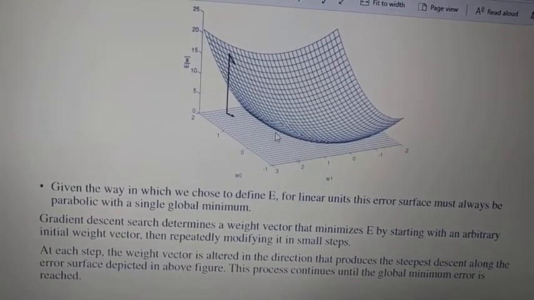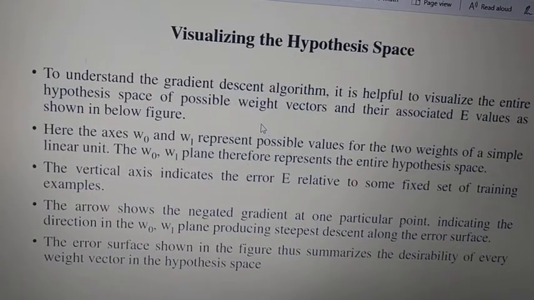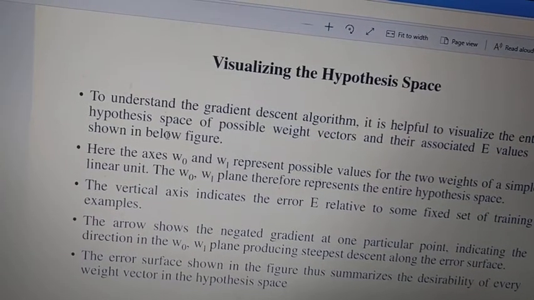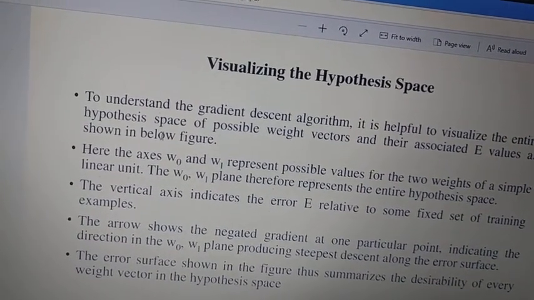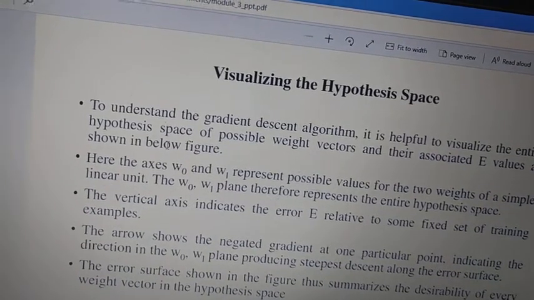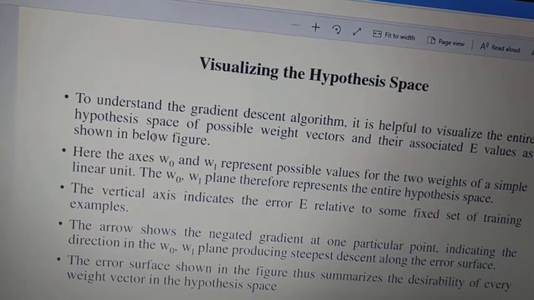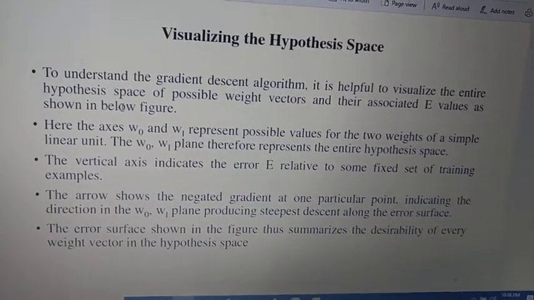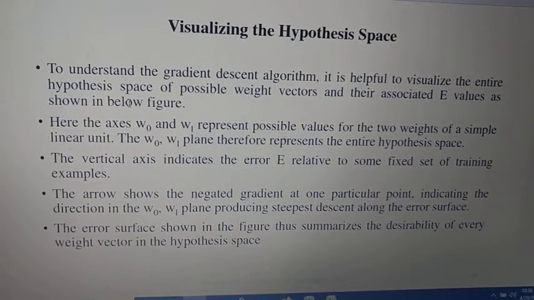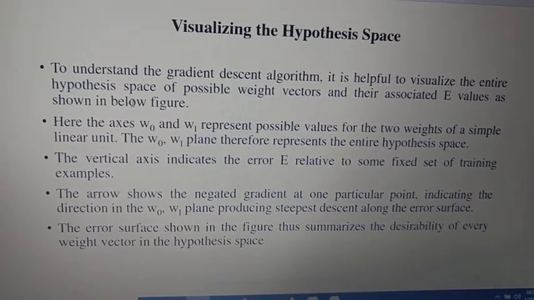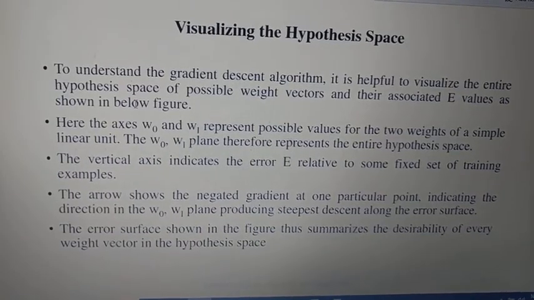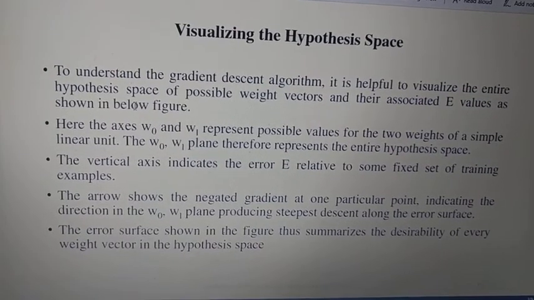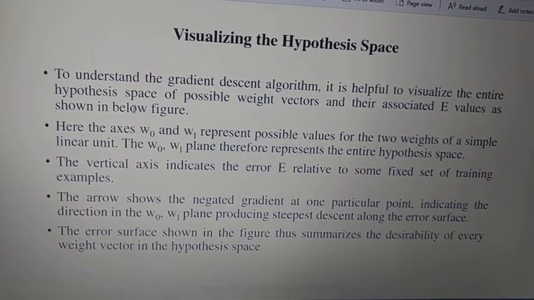The gradient descent search, as we all know, determines the weight vector that minimizes the error by starting with an arbitrary initial weight vector, and then repeatedly we modify it in small steps. That is the rule of gradient descent applied to the delta rule. So what is the delta rule applied with gradient descent? Randomly we choose any weight vector, and then we try to minimize the error. This is a continuous process until we get the best weight.